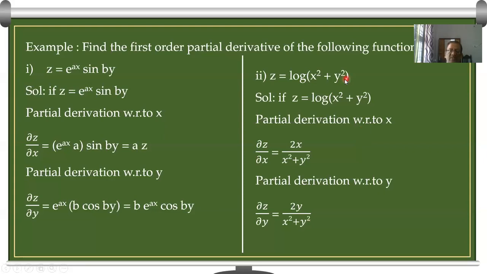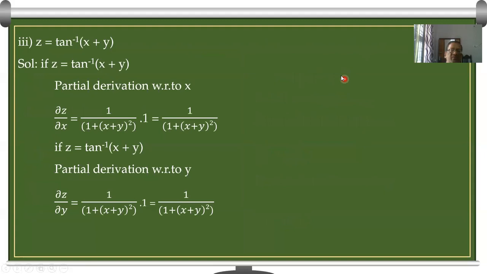And the next slide. Now, if we have z equal to tan inverse of x plus y, that is the given function. I am operating partial derivation with respect to x, and we know the tan inverse x derivation is 1 by 1 plus x square.